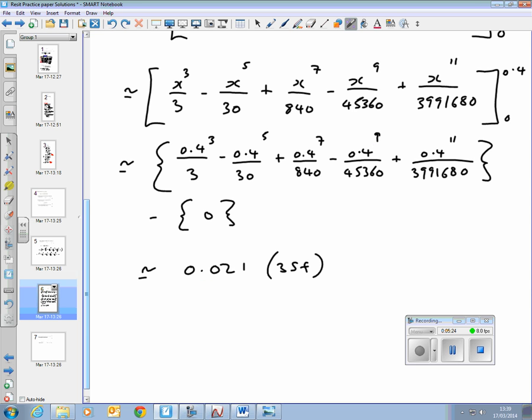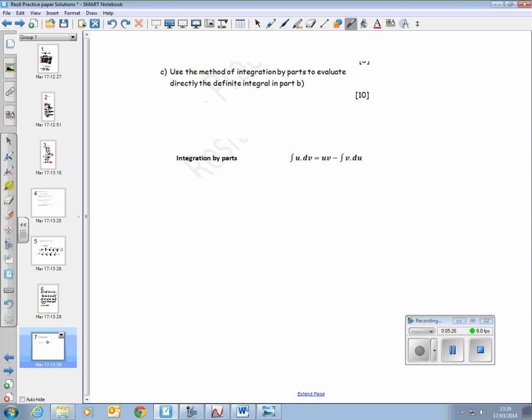Now part C asks you to use integration by parts to evaluate this definite integral. So let's have a go at it.